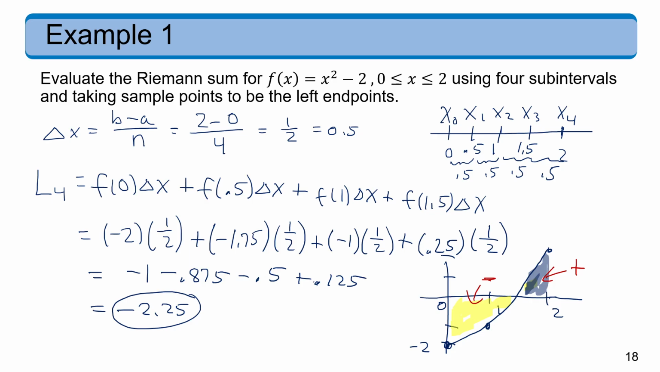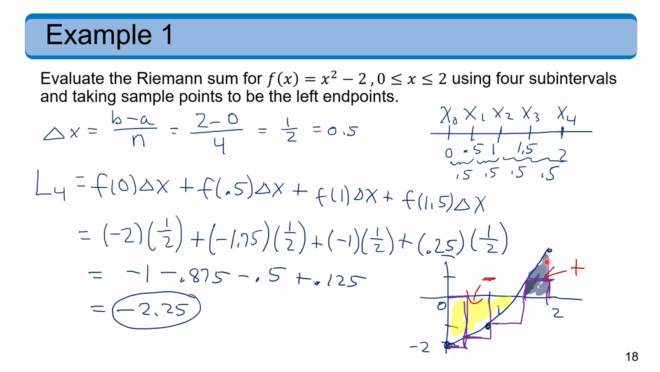first one went from 0 to 0.5. We used the left endpoint to determine the height. On the next one, the left endpoint is here, determines the height. Left endpoint. And then this one, left endpoint. And if you look at the signs of our terms, the first three terms were negative. That corresponded to these three rectangles. The fourth one was positive. That's this rectangle here, right?